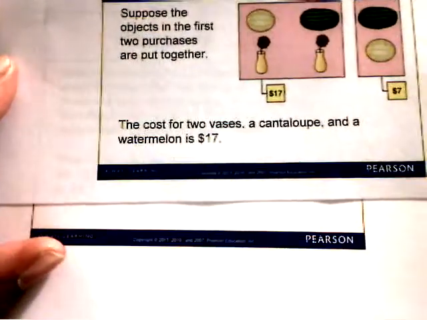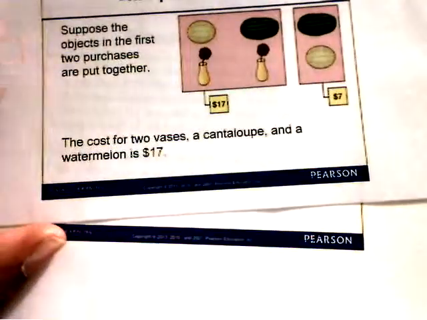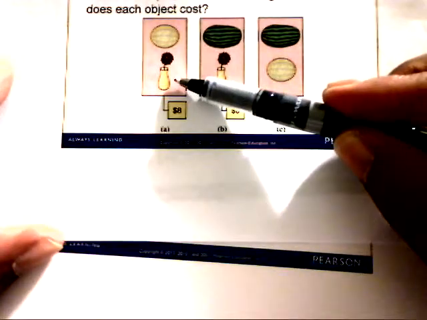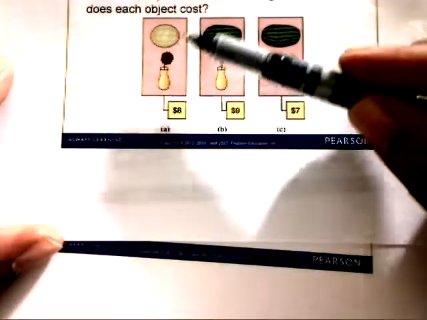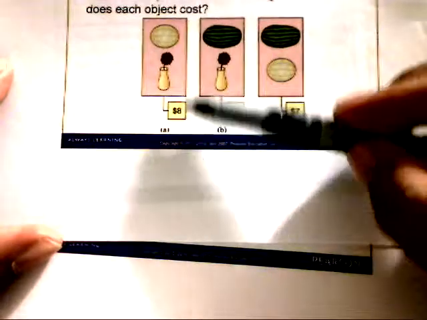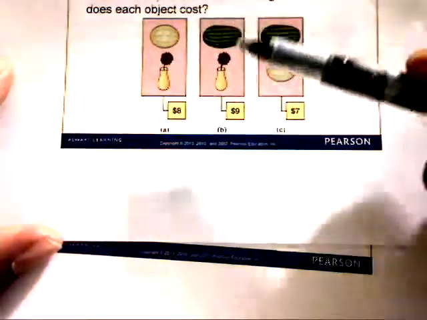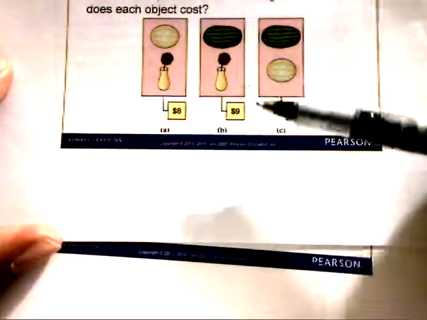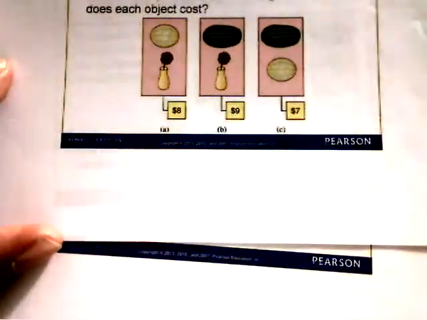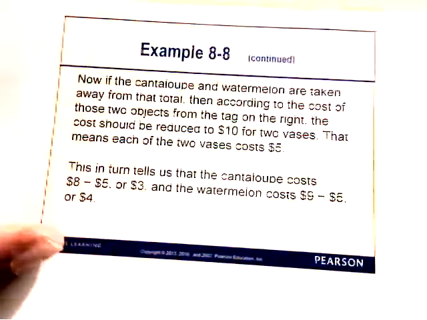let's go back to our figure here. Let's go back to the original one here. If this vase costs $5, the total is $8, so that means that the cantaloupe must be $3. You subtract $5 from the $8 to get the cost of the cantaloupe, which is $3. Same thing here. This is $5. That total is $9. Subtract 5 from 9, you're going to get 4. So the cost of the watermelon is $4.